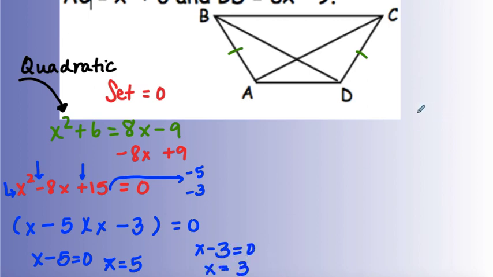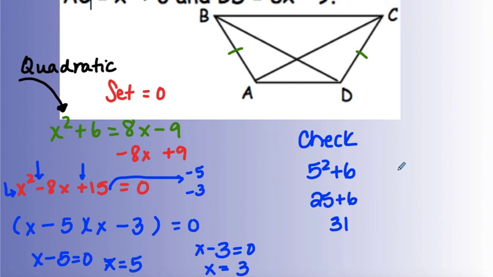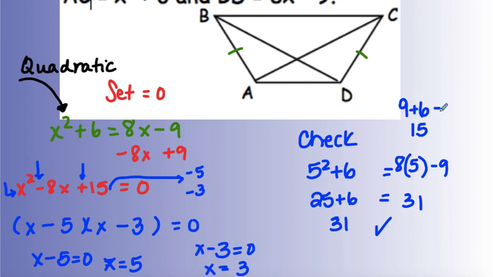So we have two possible answers. We want to make sure that both of them work. So I check. 5 squared plus 6 is 25 plus 6, which is 31. And then 8 times 5 minus 9 is 40 minus 9, which is also 31. So that one works. And let's check 3. So 3 squared is 9. So 9 plus 6 gives me 15. And then 24 minus 9 also gives me 15. So we have two possible values of x that will work for this particular equation.